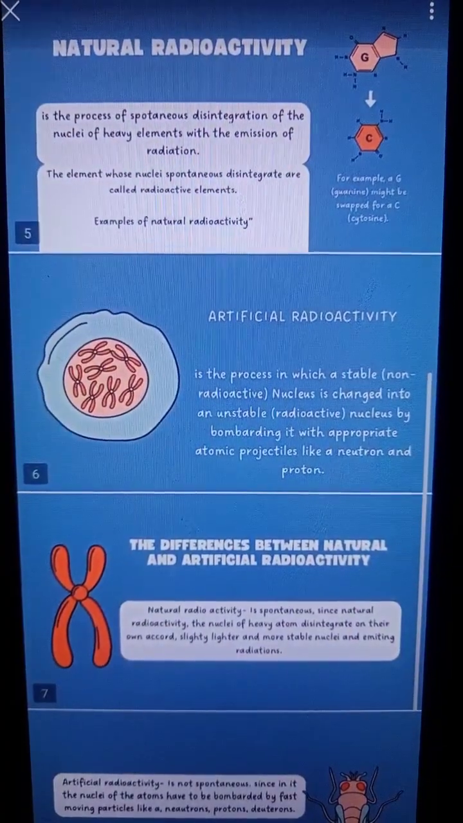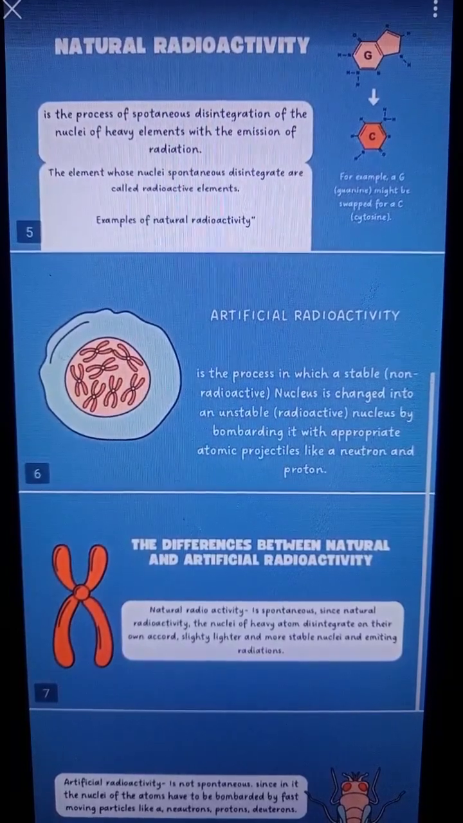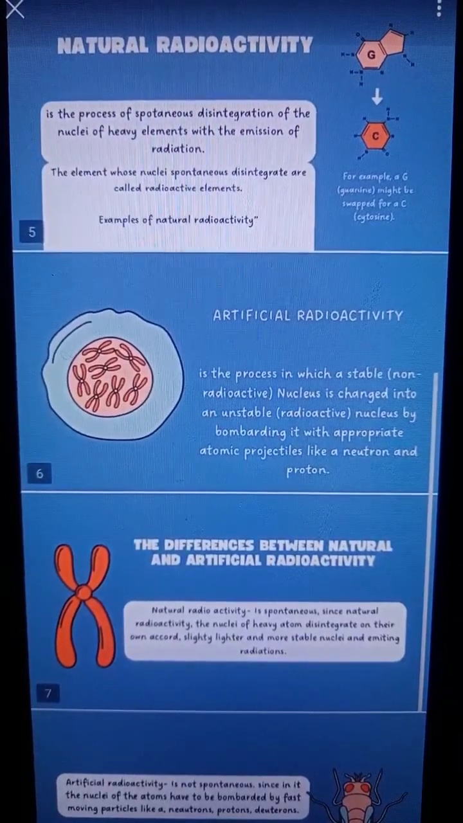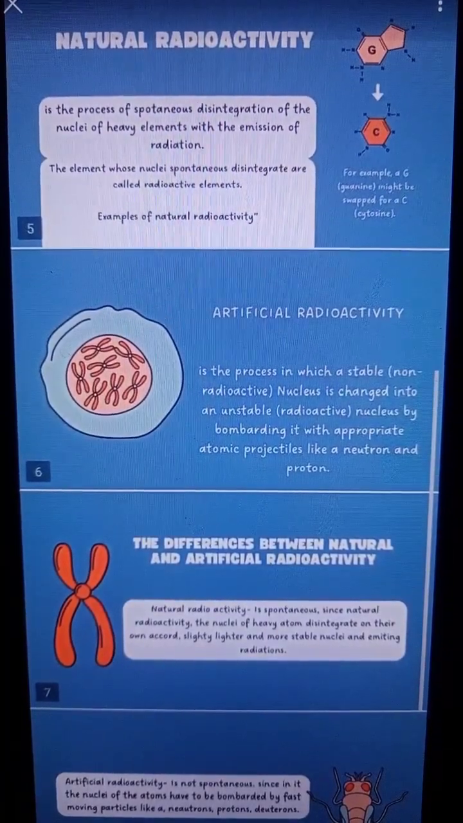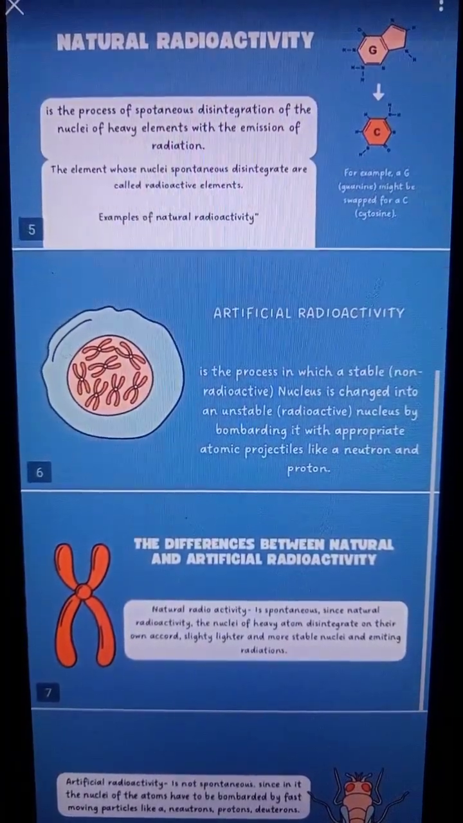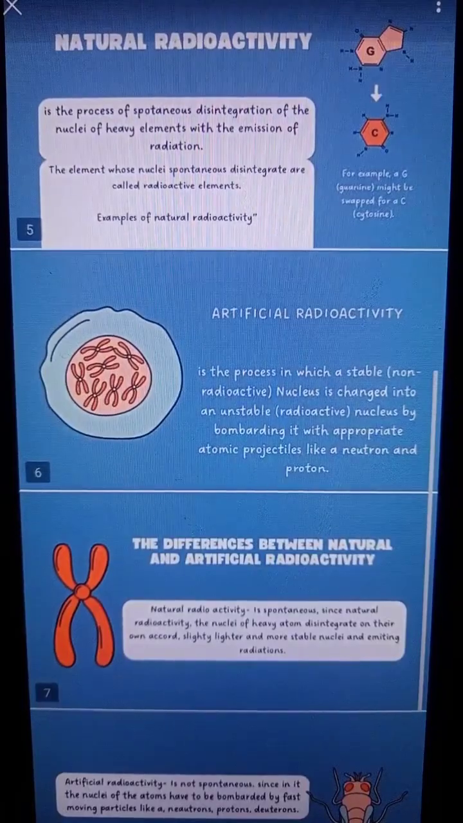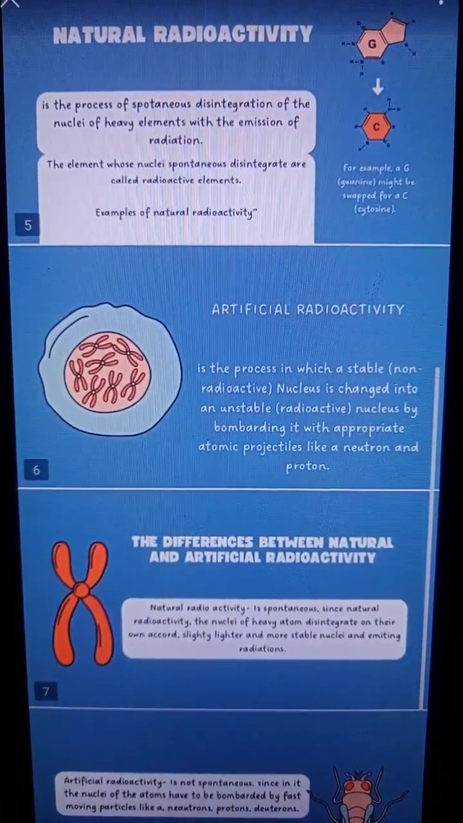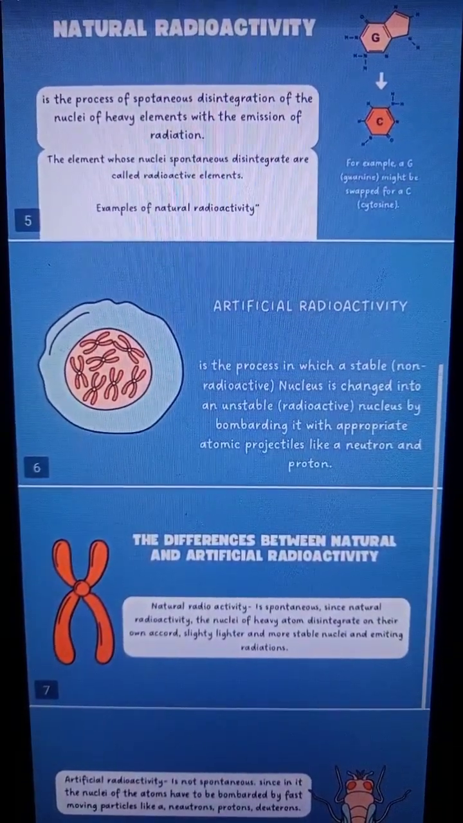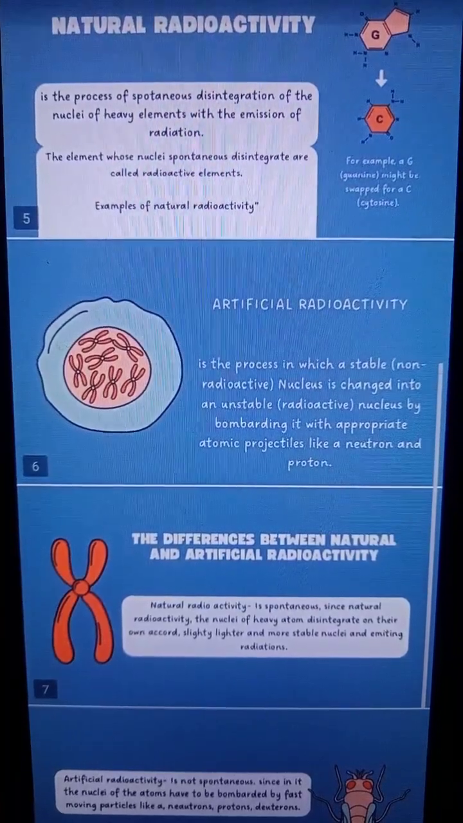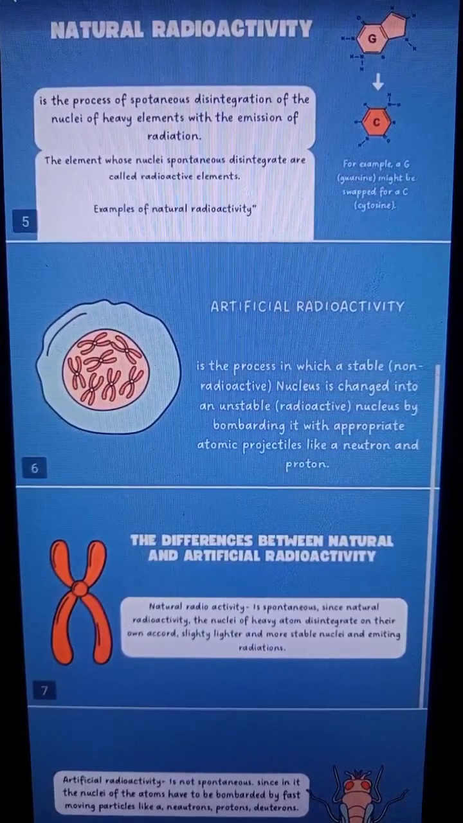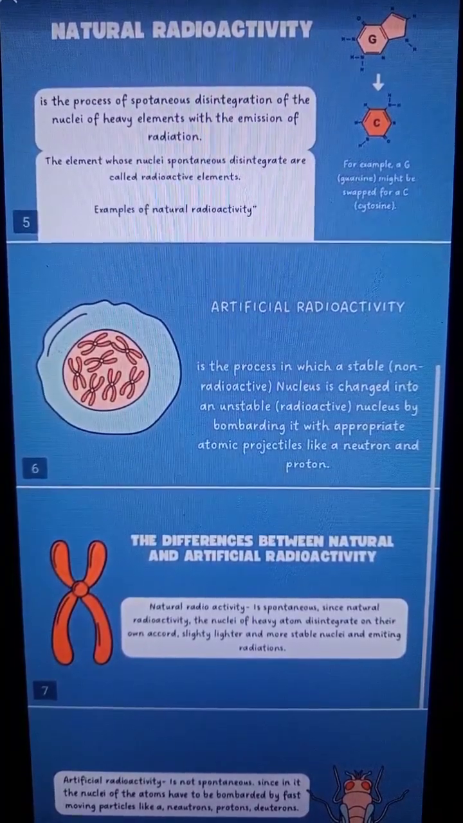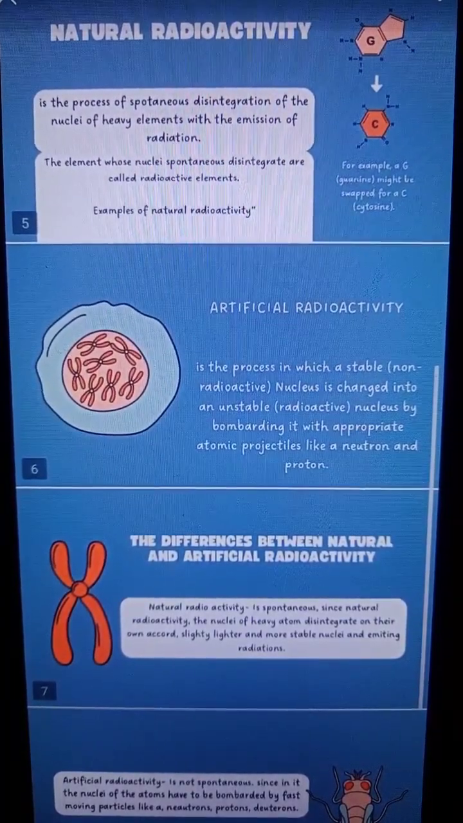Natural radioactivity is a process of spontaneous disintegration of the nuclei of heavy elements with the emission of radiation. The elements whose nuclei spontaneously disintegrate are called radioactive elements. So, there are three types of natural radioactivity. We have the alpha decay.